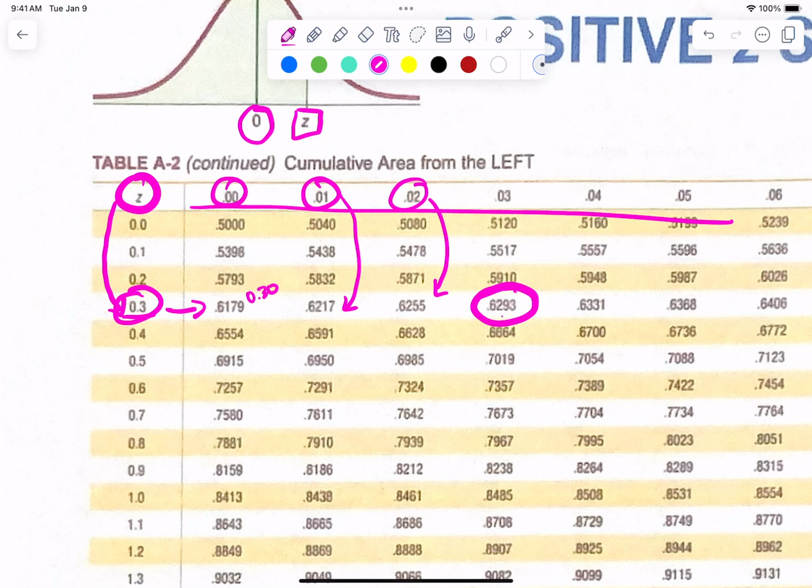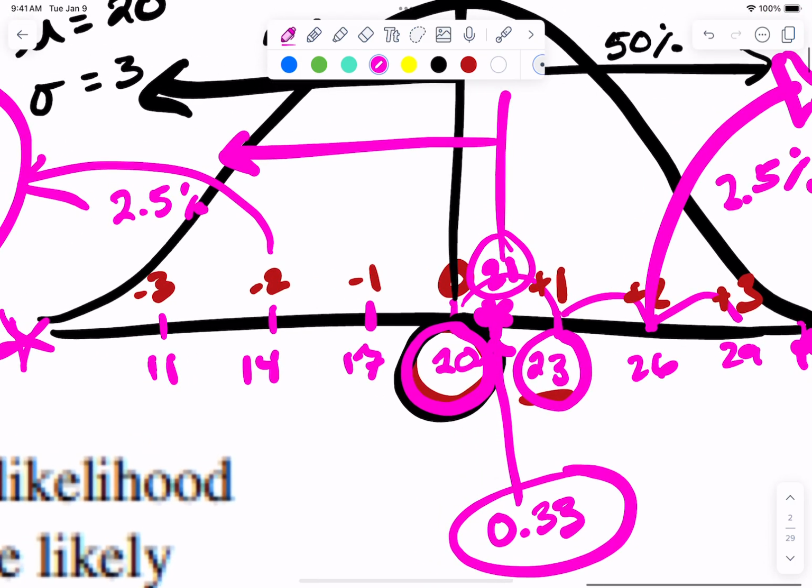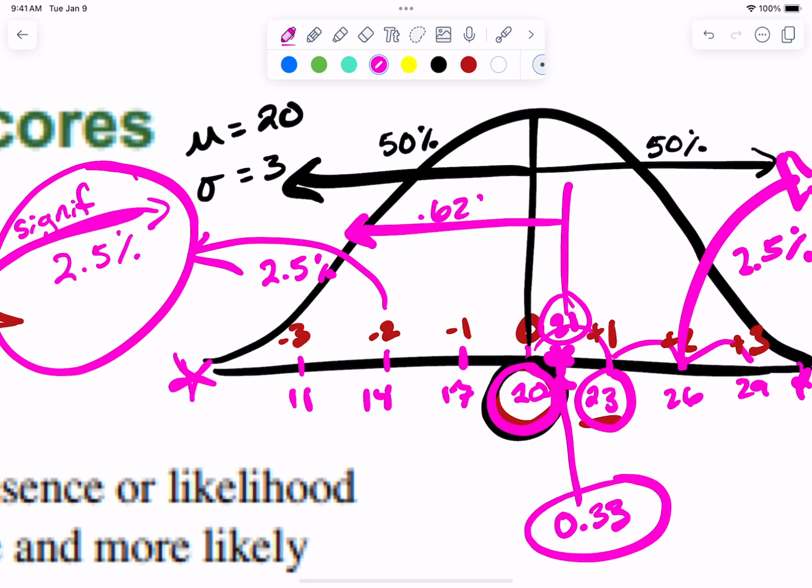Find that on the chart. So what I have just found is that, what was that number again? 0.6293, which means 62, almost 63% of people are less than me if I scored a 21 on the ACT. Does that make sense? We can look up those values using this chart when they are not nice z-score values. Got it? Okay, so that's our first lookup.